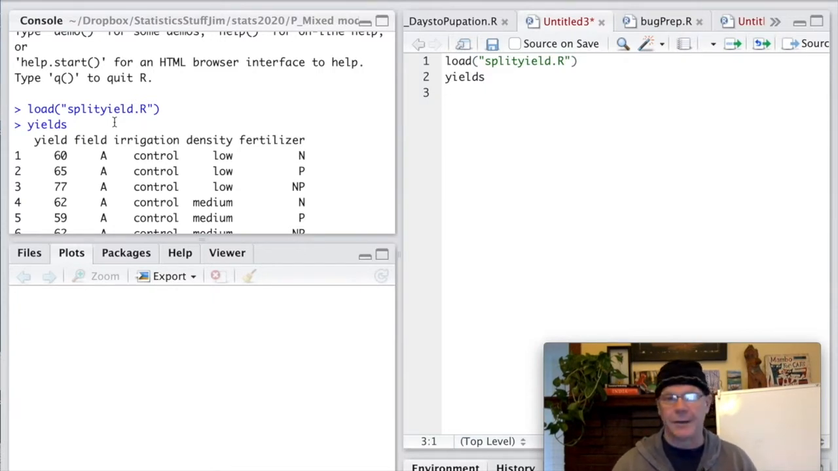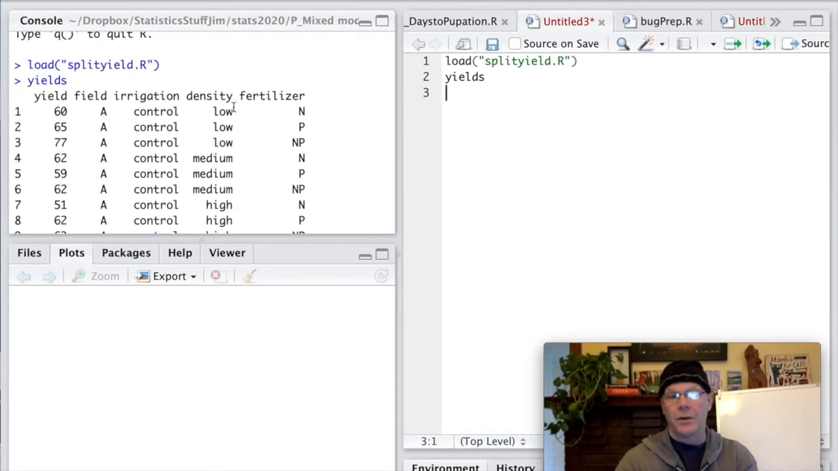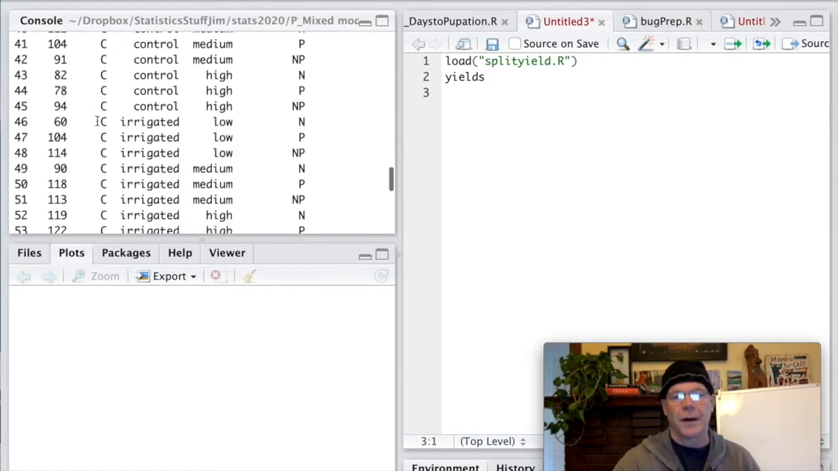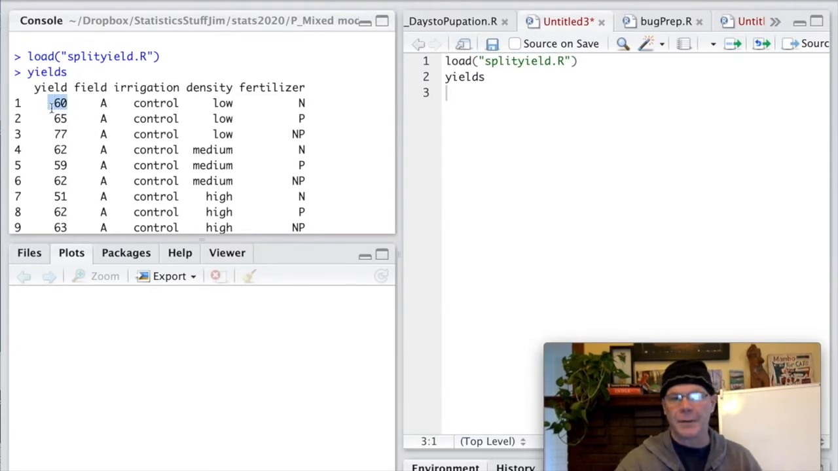So let's first set up the general design of this experiment. We're interested in the effects of being irrigated or not irrigated, the effect of being at low, medium, and high density, and then various fertilizer combinations, nitrogen and phosphorus. You can see here that we've done this across 4 different fields. People were nice enough to let us use their fields to do these experiments. And the response variable of interest is the yield. What we want to know is whether any of these factors have an effect.